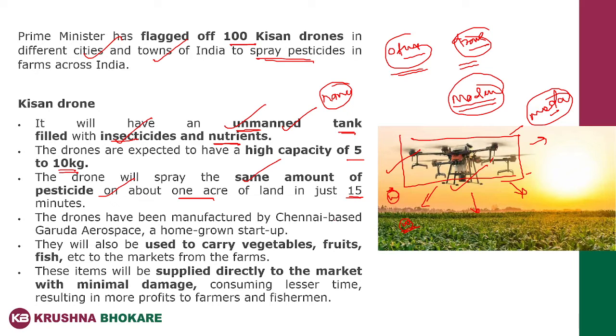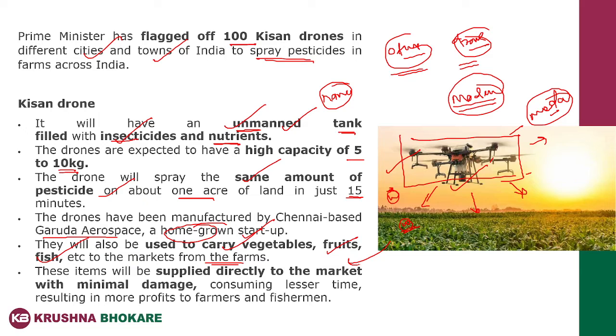See, these drones which are particularly used in the Kisan drone scheme are manufactured by Garuda Aerospace. This is a homegrown startup, which means these are made in India products. The same drones can be used for carrying vegetables, fruits, and fishes to the market and taking agriculture inputs from the market to the farm.